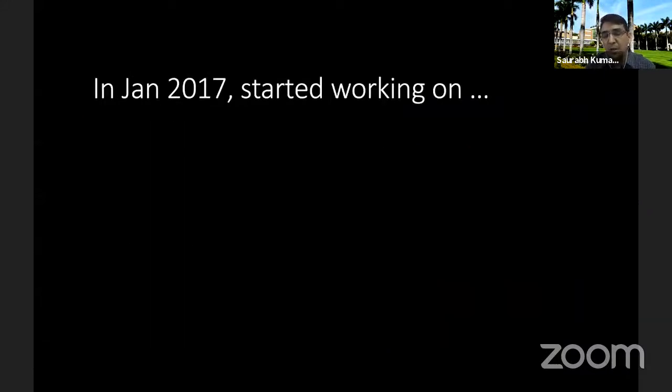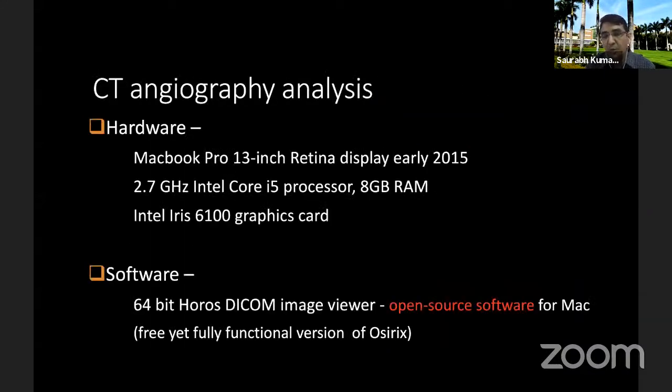So I started working on something which I thought would be useful. I used the hardware, which is a MacBook Pro, and a software which is the 16-bit Horos DICOM image viewer, which is actually an open source version of OsiriX. A lot of people who have used Mac and have seen some of their datasets would know about OsiriX. What was used by me was Horos, which is a free version of that.